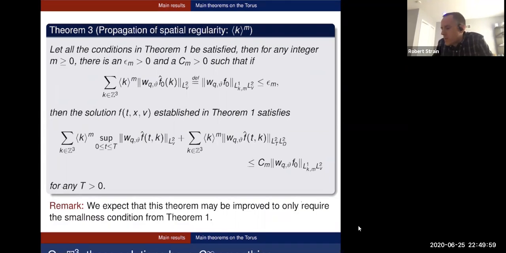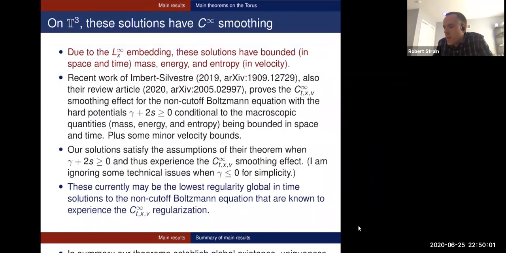But in certain cases, we can do better than that. Due to recent work by Imbert and Silvestri on the torus, these solutions experience the C infinity smoothing effect. Our solutions are in L infinity, so they're low regularity solutions. They don't have any regularity, but they're in L infinity in space and time. And you can prove that they have bounded mass, energy, and entropy.